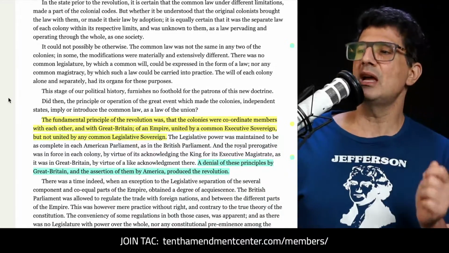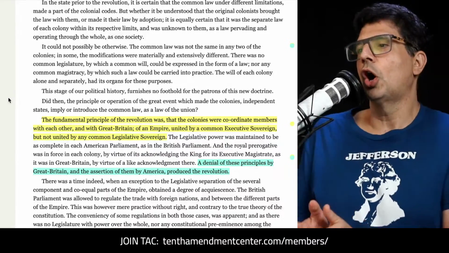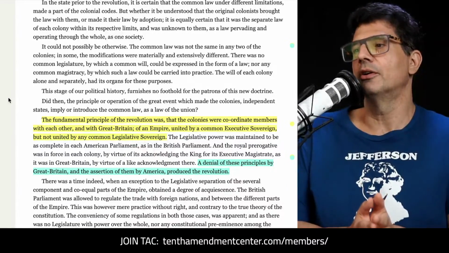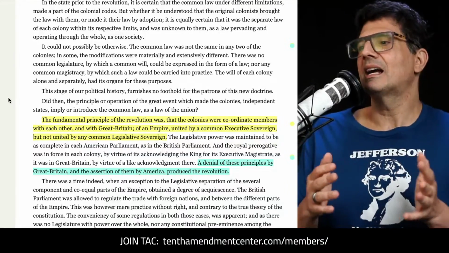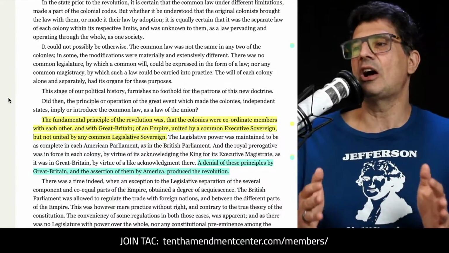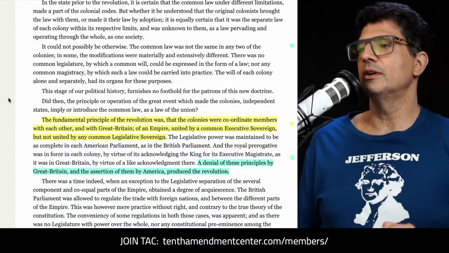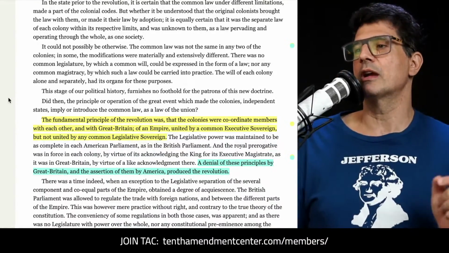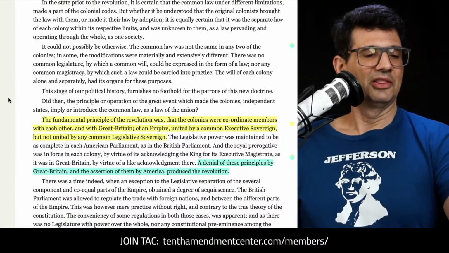He said, the fundamental principle of the Revolution was that the colonies were coordinate members with each other and with Great Britain, of an empire united by a common executive sovereign, but not united by any common legislative sovereign. And he goes a little further. He said, a denial of these principles by Great Britain and the assertion of them by America produced the revolution.